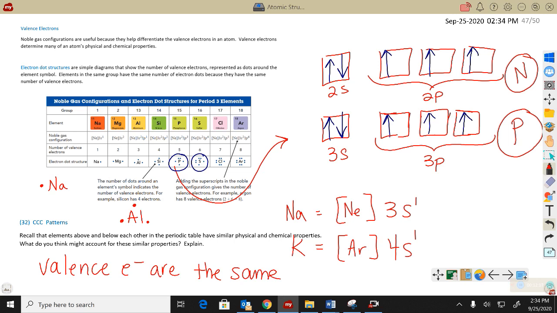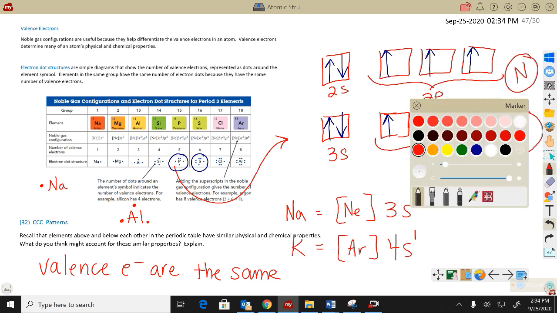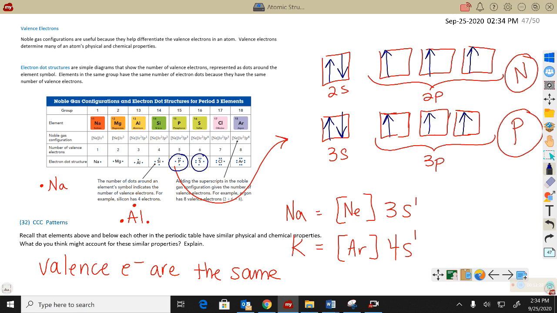We have the same number of valence electrons for all the elements in a group going up and down the periodic table. If I wanted to do the dot structure, for example, of nitrogen, it's going to look exactly the same as phosphorus. Nitrogen still has 2 electrons paired and 3 electrons single for a total of 5 valence electrons. It would be just like phosphorus. The only difference is that those valence electrons are a little bit farther from the nucleus, but it gives us really similar physical and chemical properties.